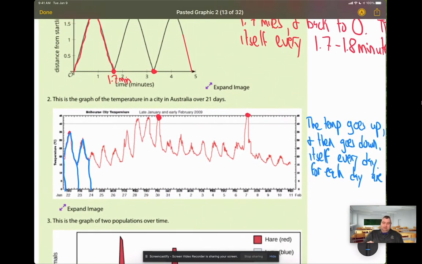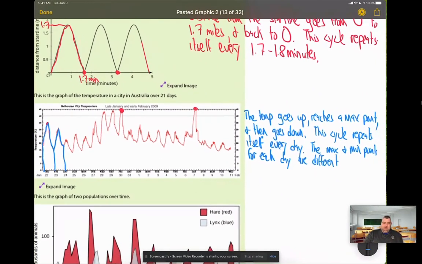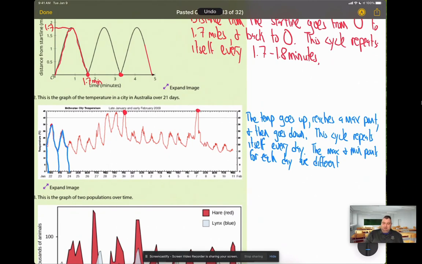Now, why might this be the case? Well, it would be because there's different seasons, right? So your high temperature in January is going to be different from your high temperature in February or March or April, so on and so forth. But it still has that same general cycle. It goes up, it reaches a high temperature for the day, and then goes down. Goes up, goes down, and it repeats itself every day.